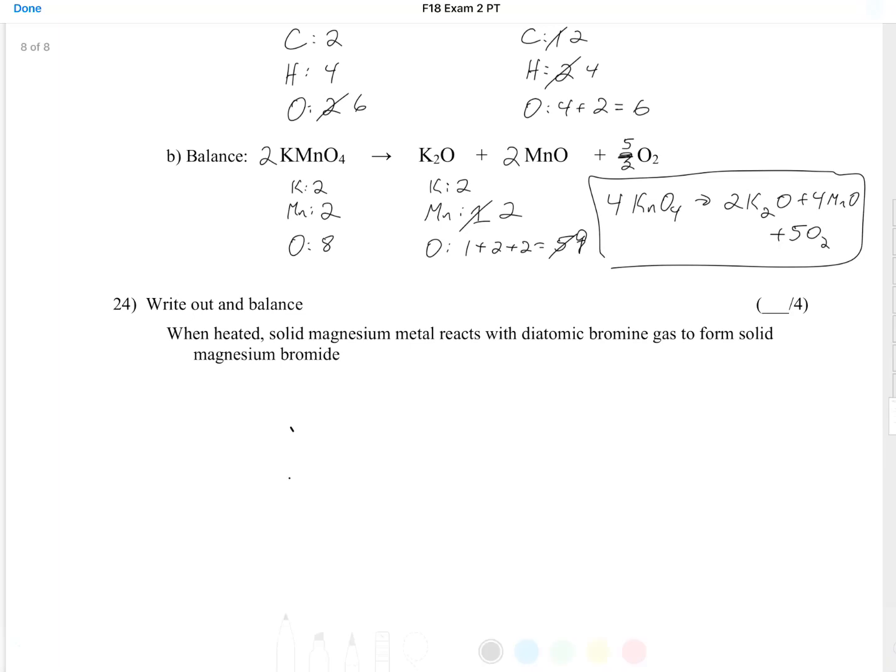Okay, and now our final problem. We are asked in word form that when heated, solid magnesium metal reacts with diatomic bromine gas to form solid magnesium bromide. So, this is our product. These are our reactants. So our reactants are magnesium, Mg. It's a solid. If it's a metal, it's just by itself. We have diatomic bromine gas, so that's Br2. The diatomic means there are 2 of them. And they form solid magnesium bromide.